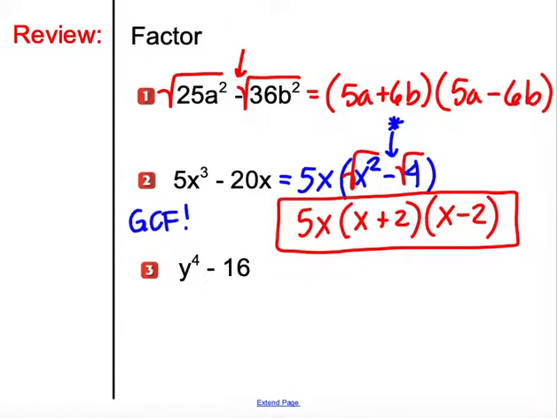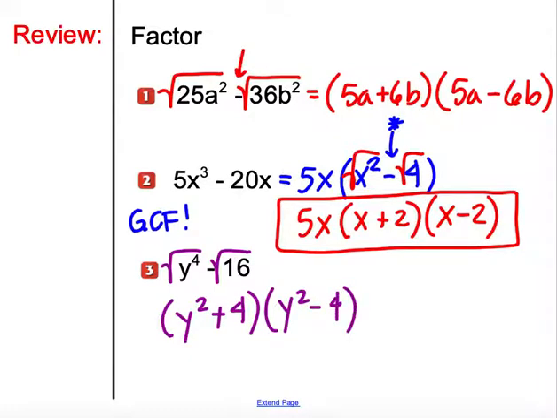Last one I want to work through. Number 3 says y to the 4th minus 16. Just a reminder that if you have an even exponent, that is always a perfect square. So both these are perfect squares. We're going to square root right away. There is no greatest common factor. When we do that, we get y squared plus 4 times y squared minus 4.